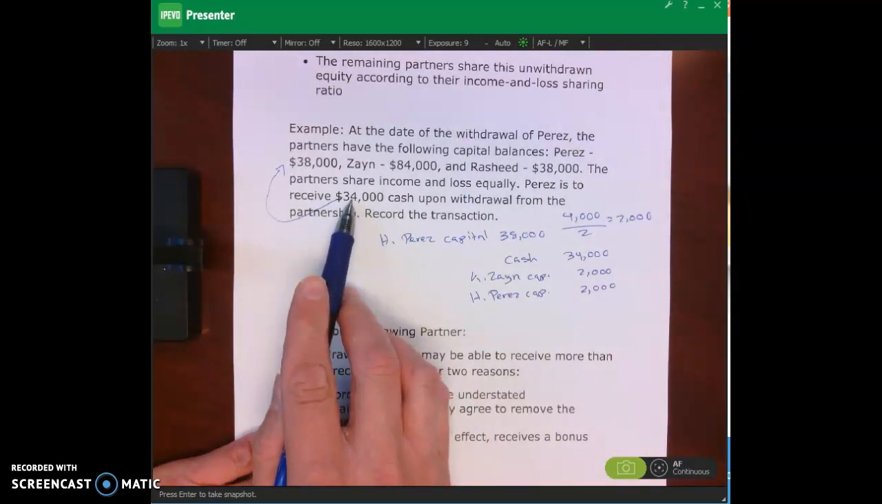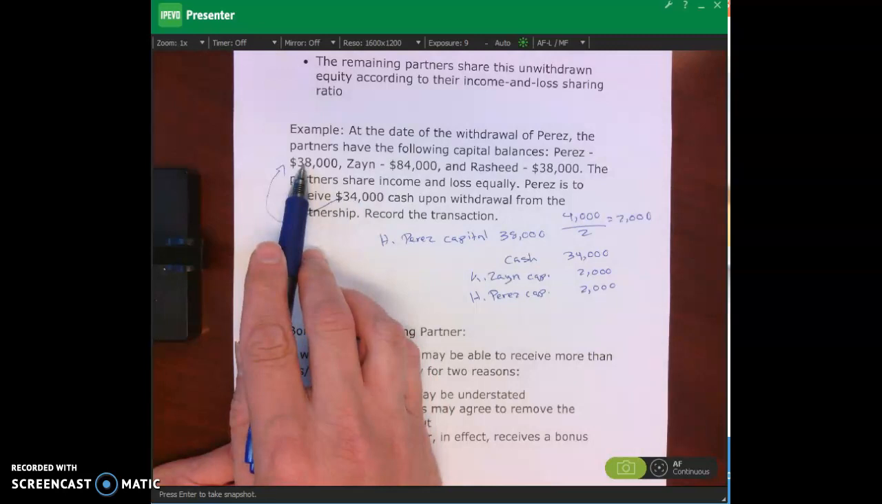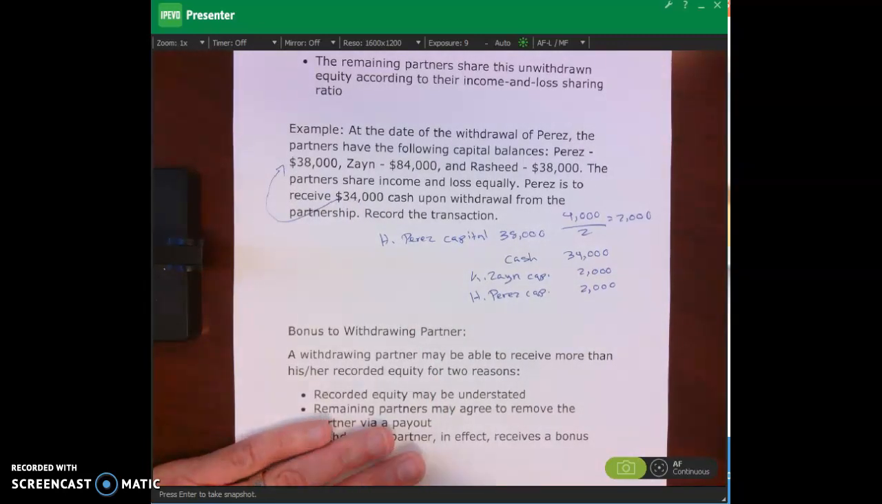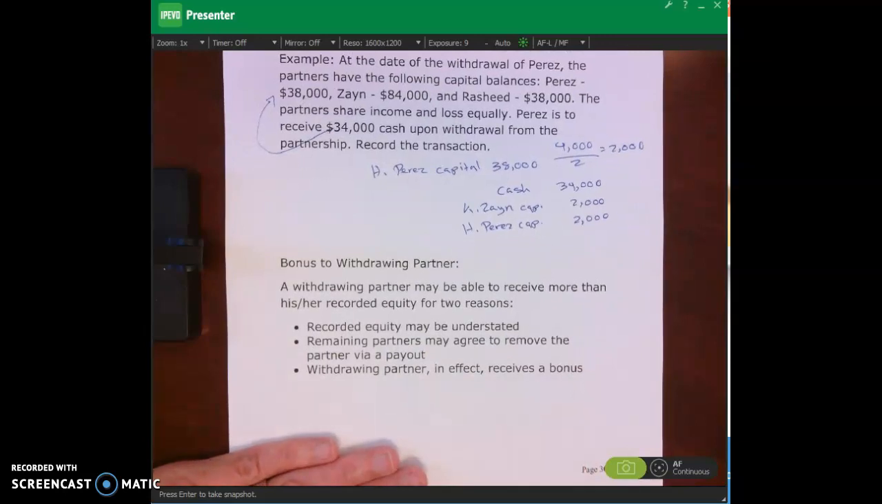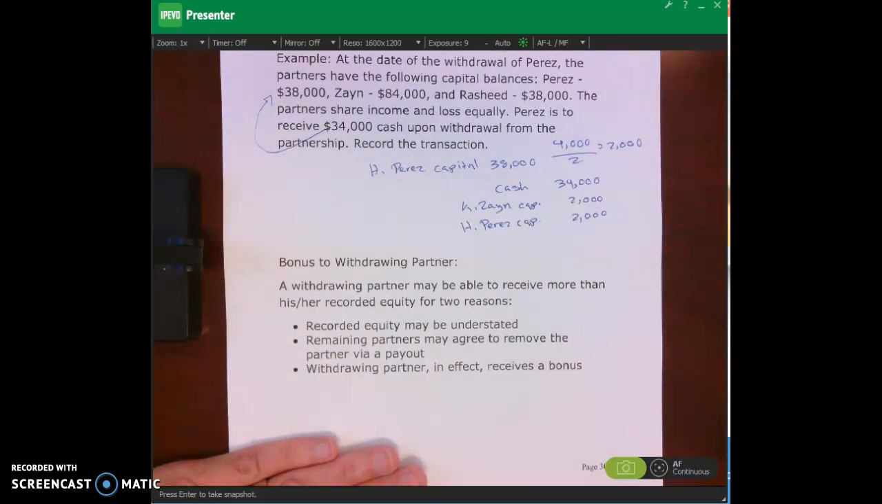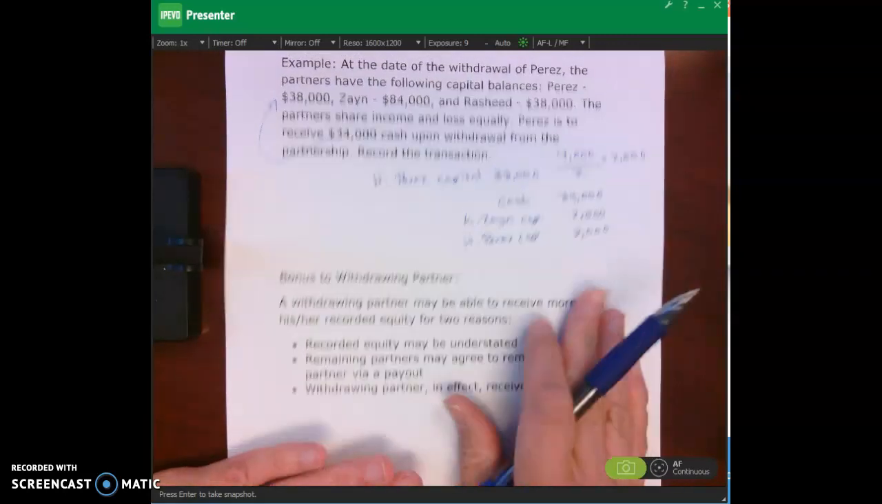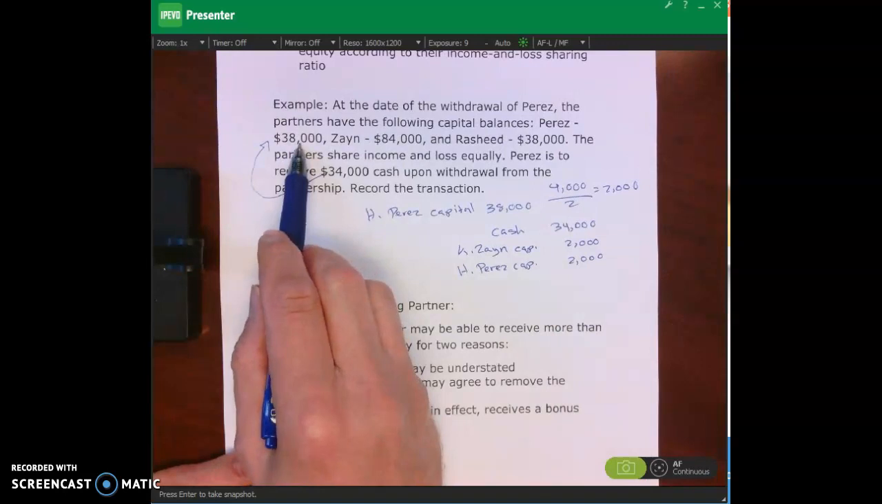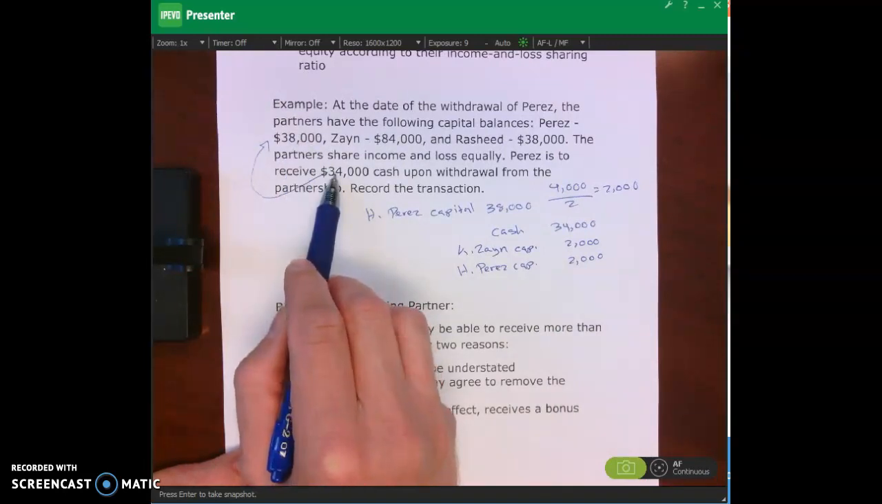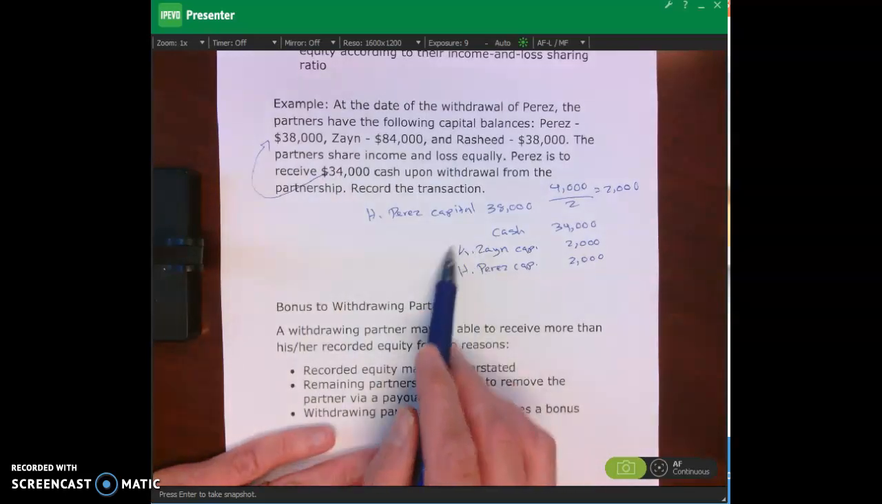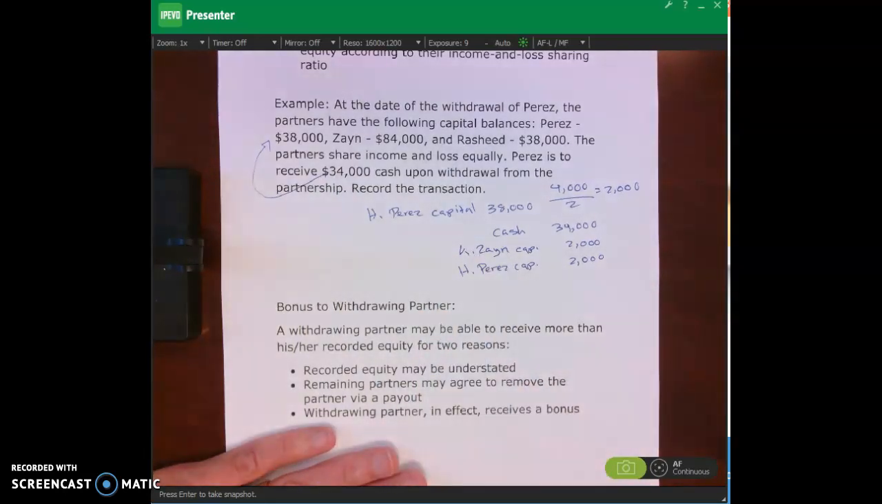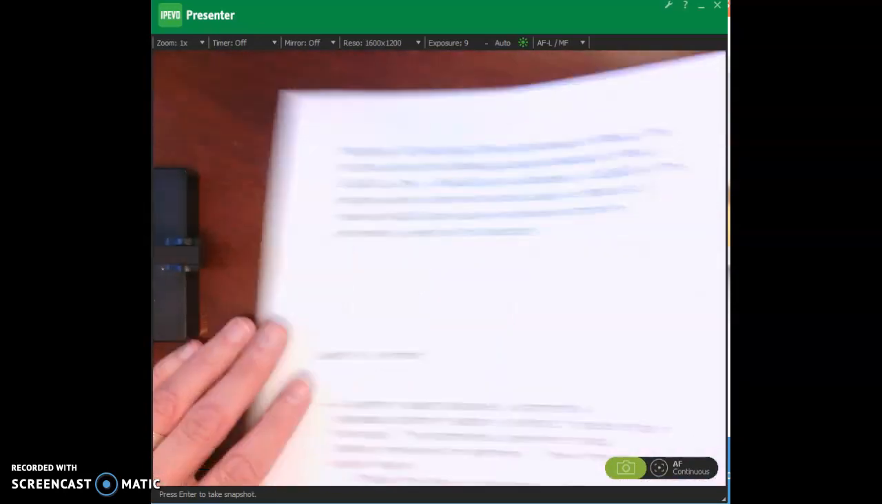That's the situation where the partner who's leaving is willing to take less cash or assets than his or her capital balance. Let's look at the situation where Kayla and Rashid don't like Perez anymore. They're done working with him for whatever reason, and they want him out. They might say, you got $38,000 in capital, but we're going to pay you more money to leave. In that situation, we have to decrease the existing partners' capital accounts. Let's look at that example.